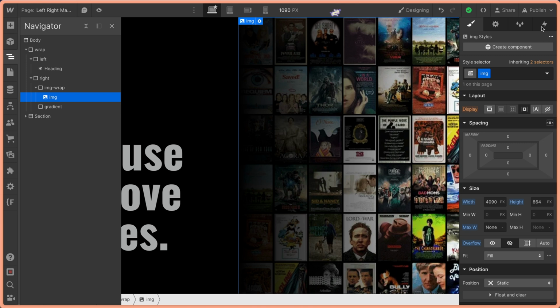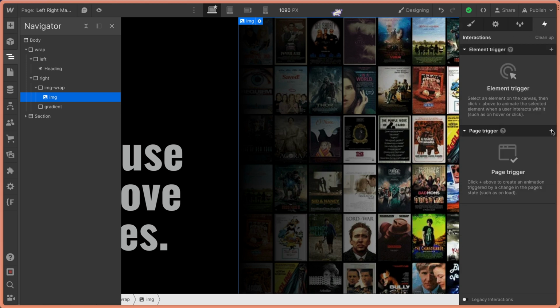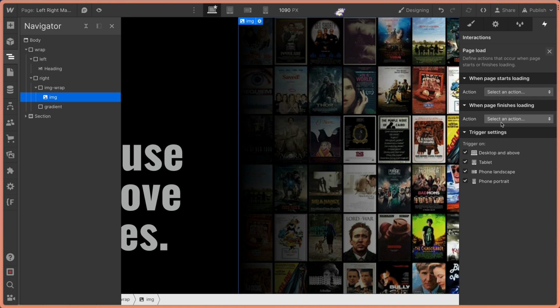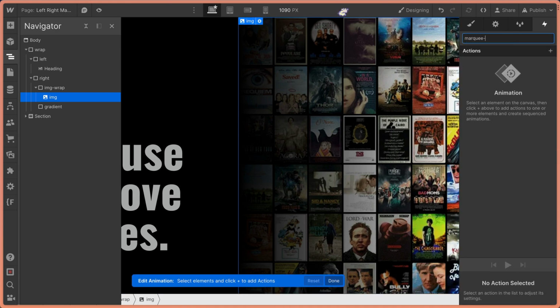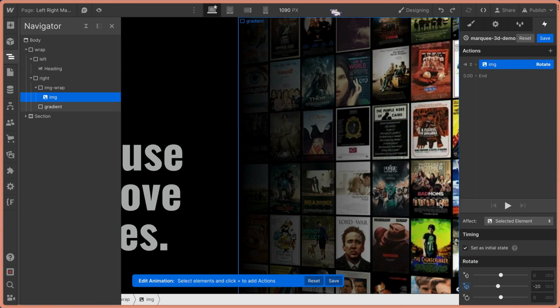Now in Webflow, we'll head over to the interactions tab and we will create a page trigger animation. We'll do it on page load and we're going to start an animation and I'll call this Marquee 3D demo. Okay, now the very first thing we want to do is set as initial state our rotation in the y-axis, so that's negative 20 degrees. And then right after that, we're going to set the initial state of the x and z axes to 0 pixels.